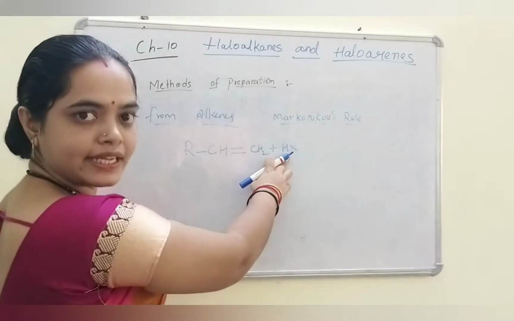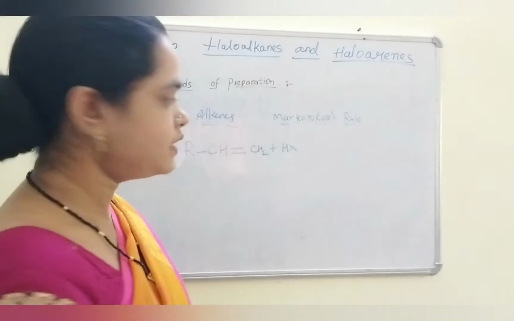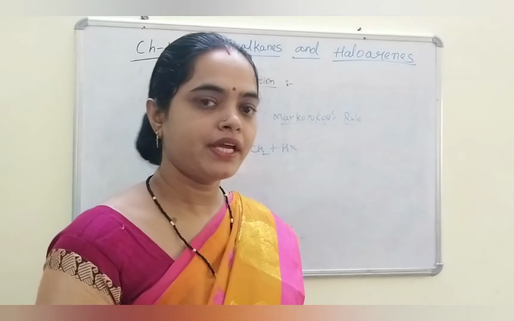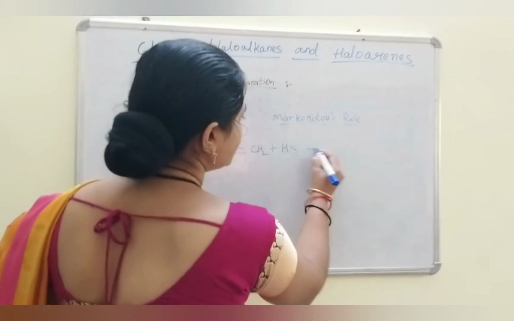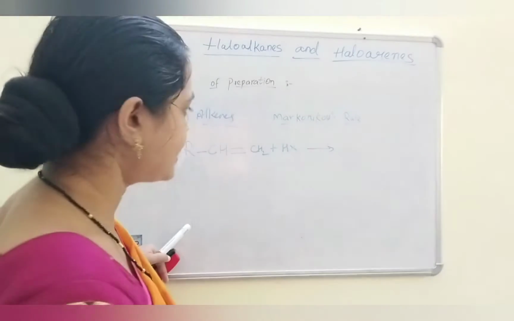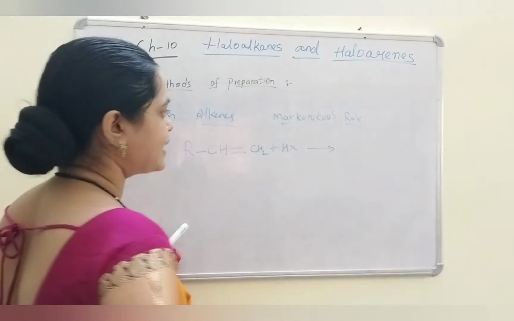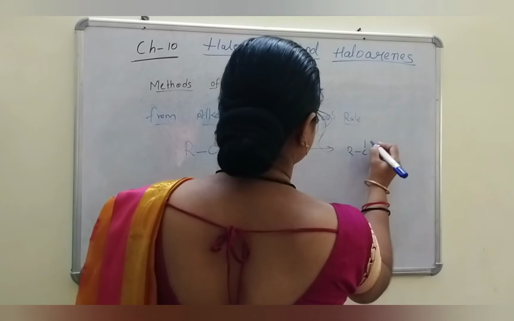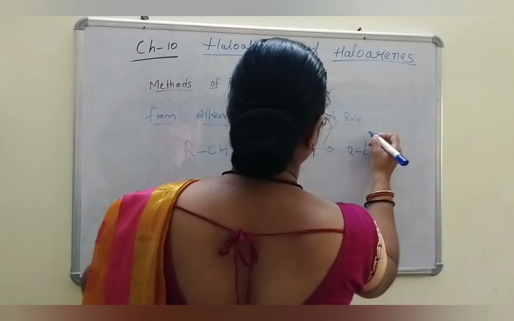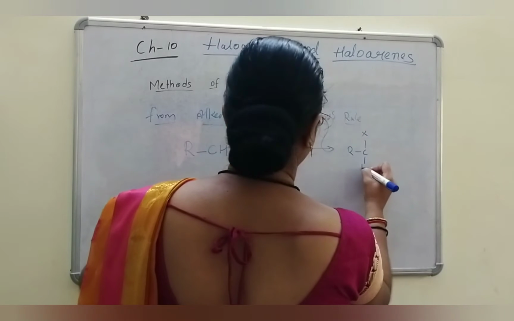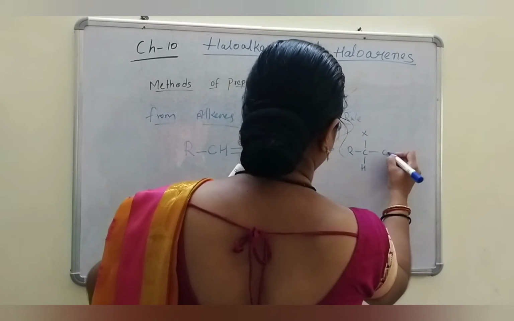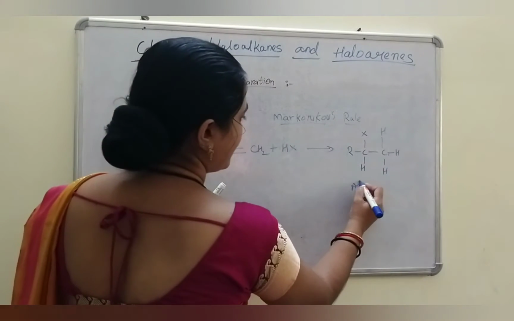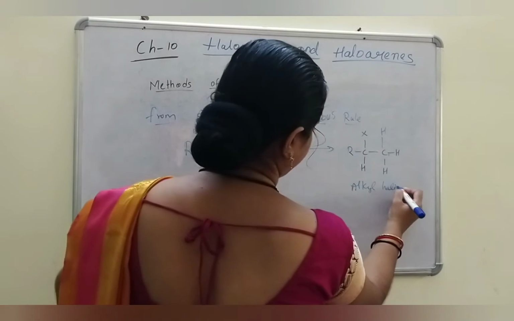The hydrogen halide in gaseous phase is passed through the solution of unsymmetrical alkenes at low temperature in the dark. This reaction occurs at low temperature and in the dark, and they form the corresponding alkyl halides.